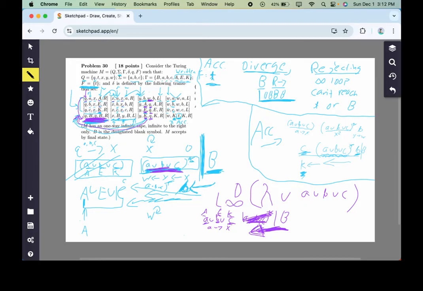X is also diverge. No. Okay, this is what I said before. When you have B to the left, it's a single B. It acts like a period at the end of your sentence. Diverging is only blanks to the right, because that is like an infinite number of blanks. The only time that we can diverge is right here, because it's blanks going to the right.